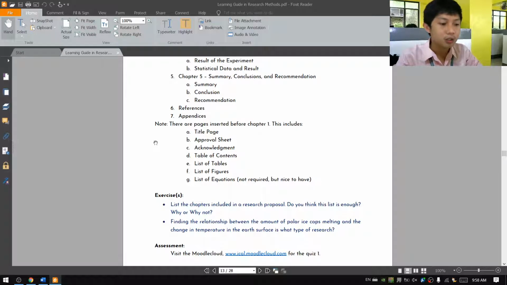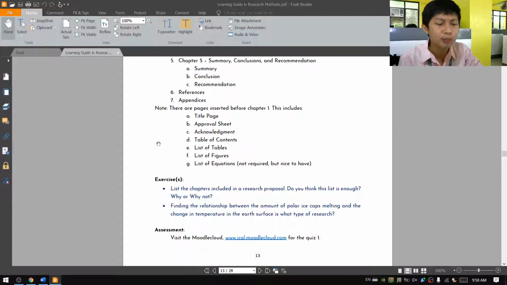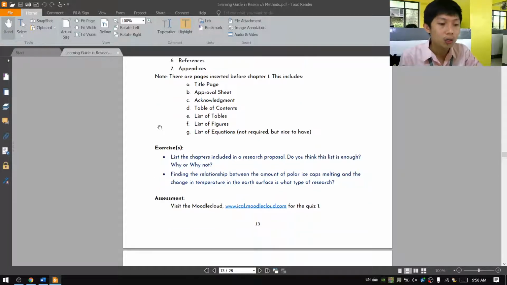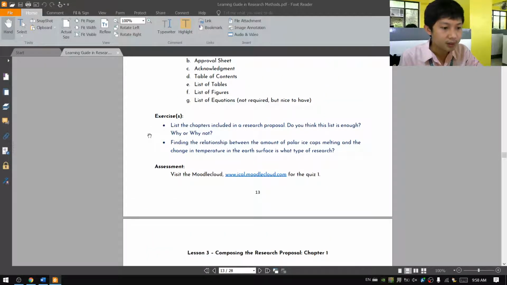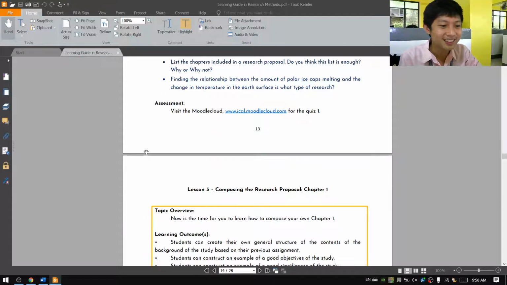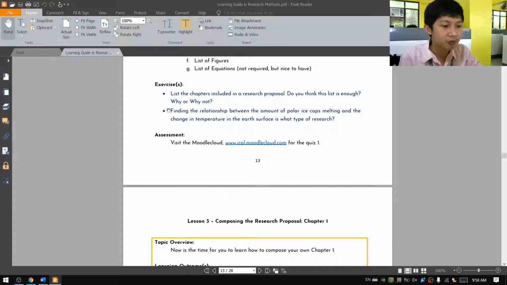Table of contents, list of tables and figures. A list of equations is not required, but it's nice to have. Obviously, you're going to use equations, it's impossible not to. So these are for the quiz, I think. Okay, so the list of chapters included in the research proposal will be chapters 1 to 3.